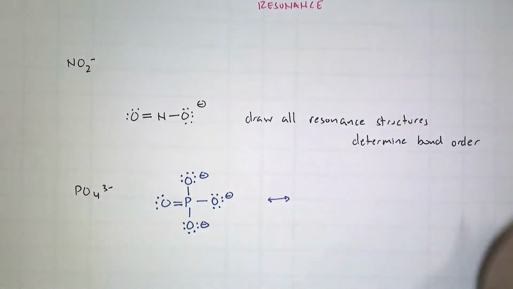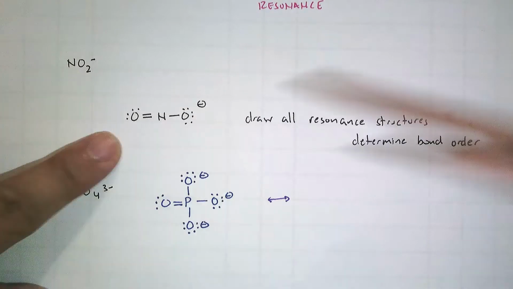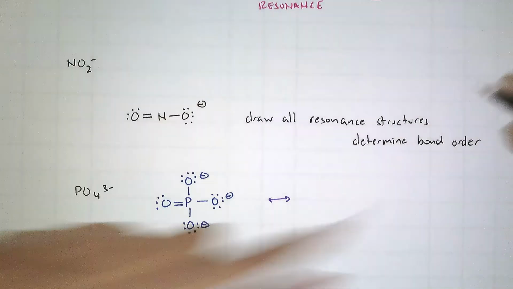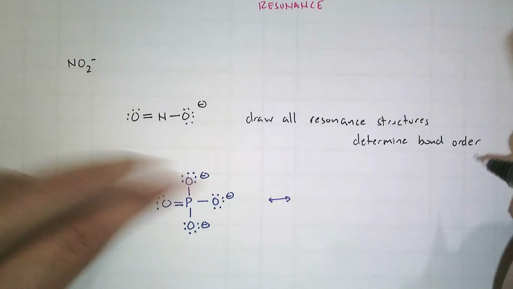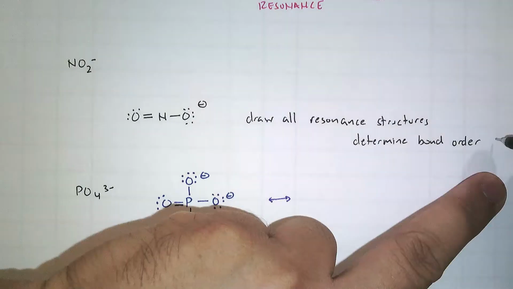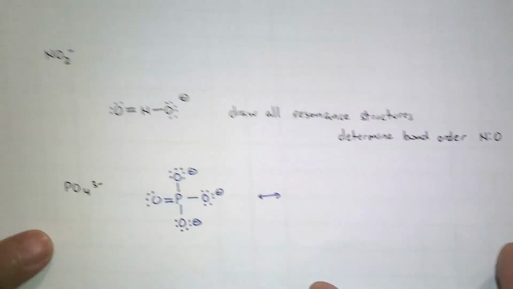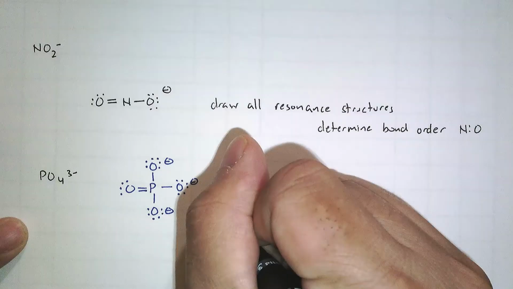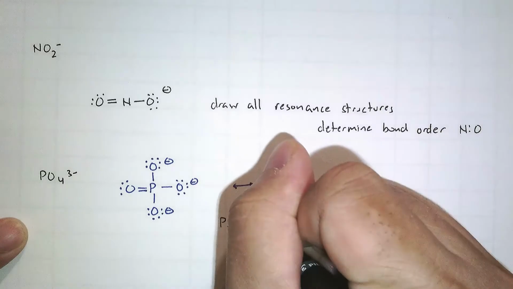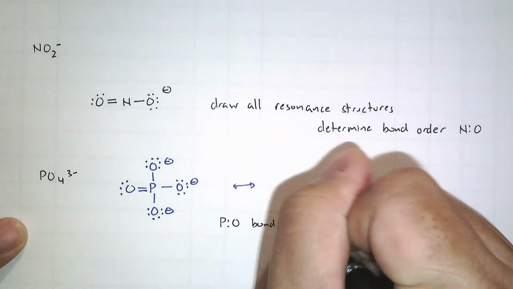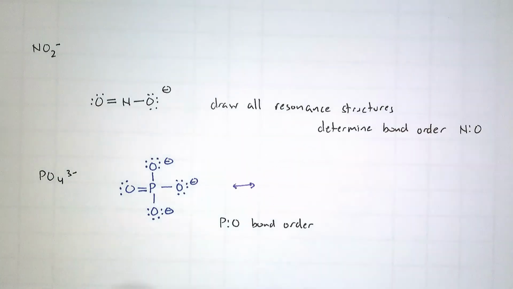And they're all going to be the same. Well, the nitrogen-oxygen bond. So whether you look at the oxygen on the right or the left, the bond order will be the same. And obviously for this one, you're looking for the bond order for the phosphorus-oxygen bond. They'll all be the same, just like we saw for nitrate.